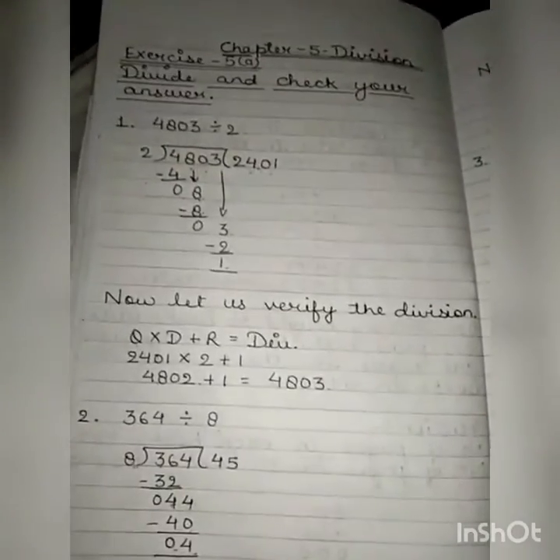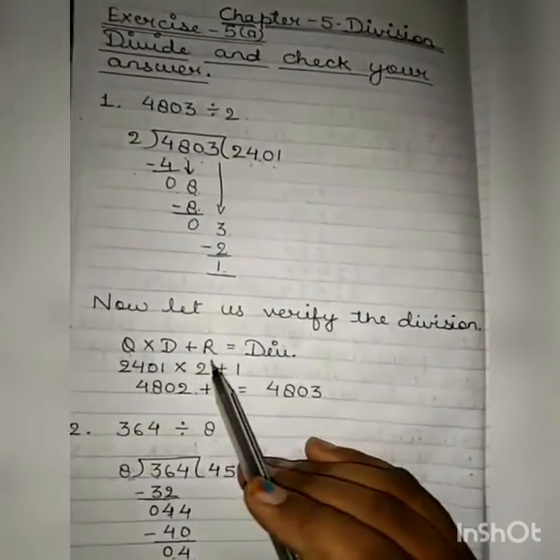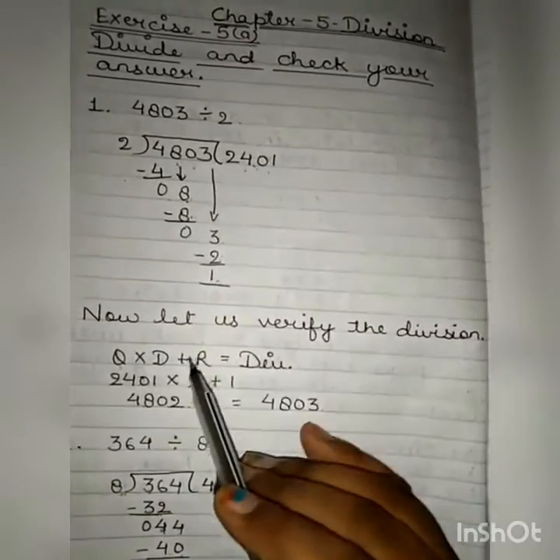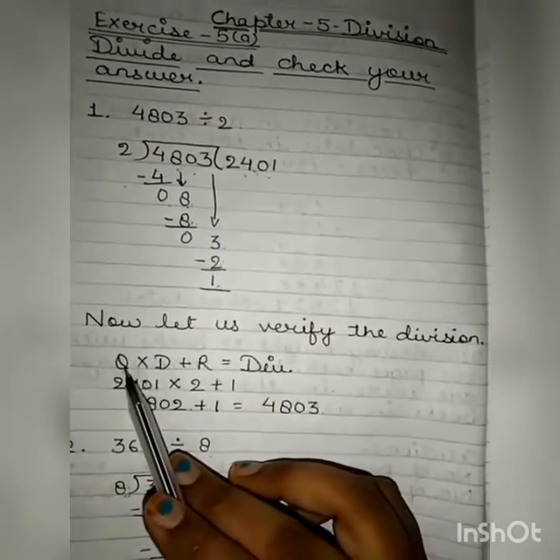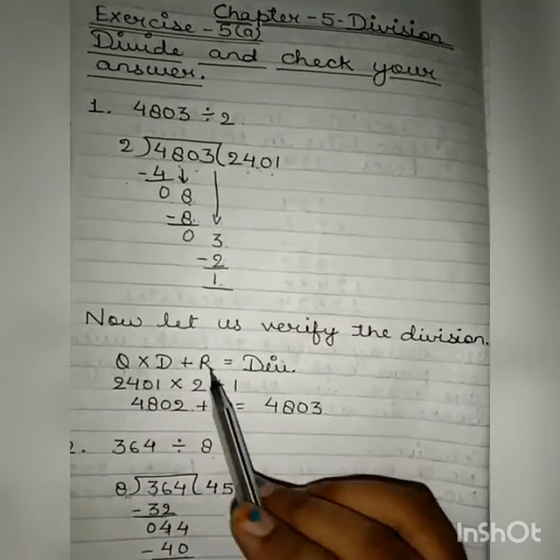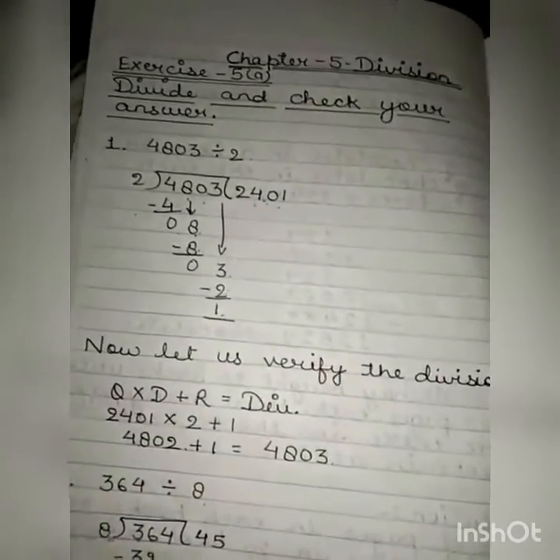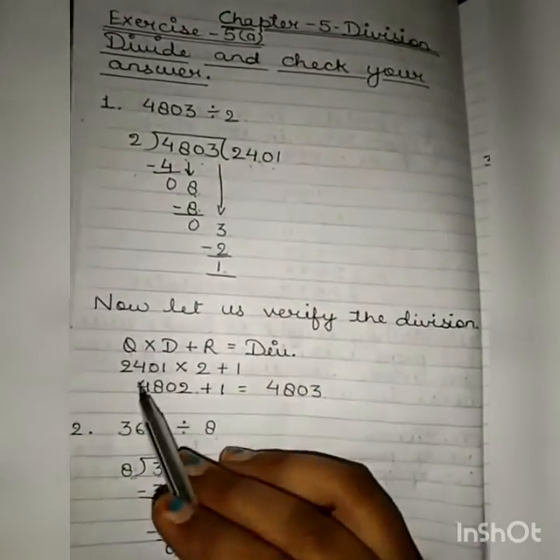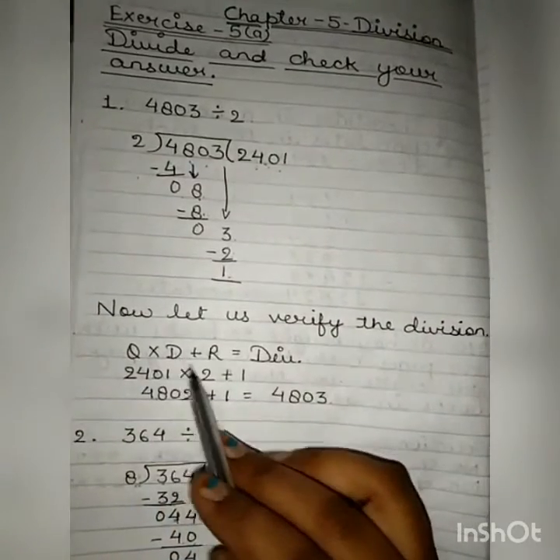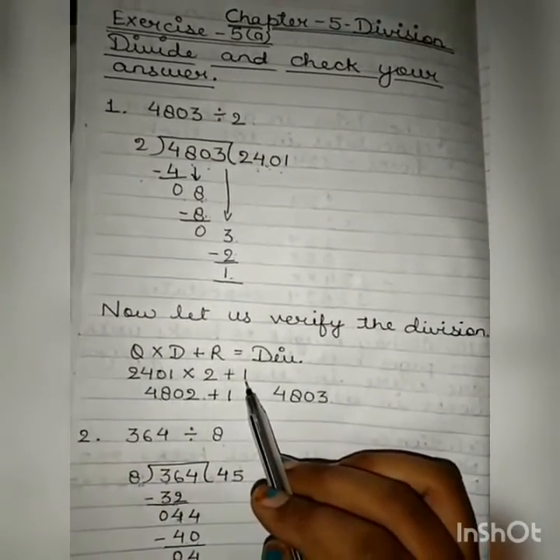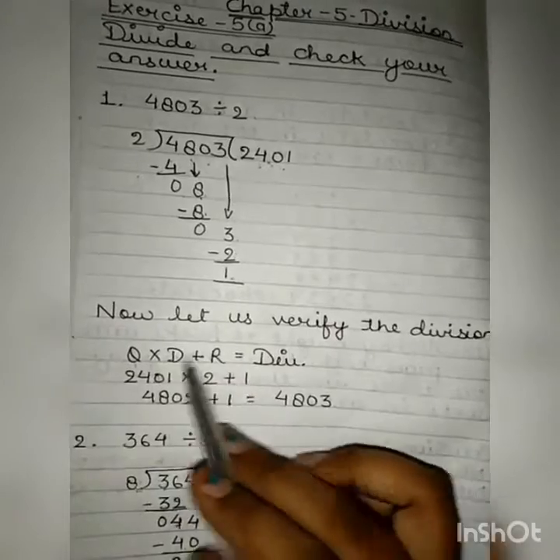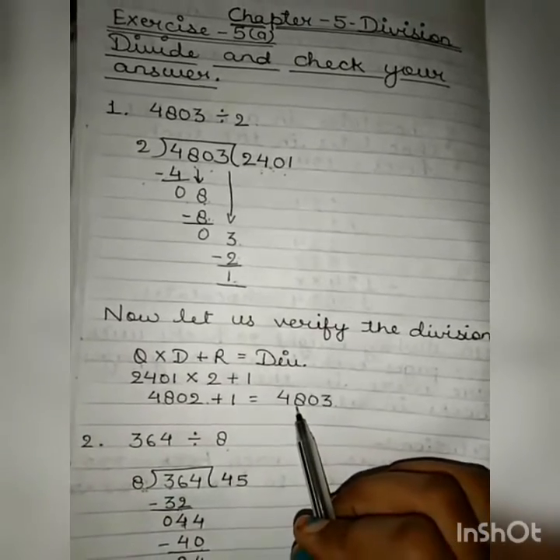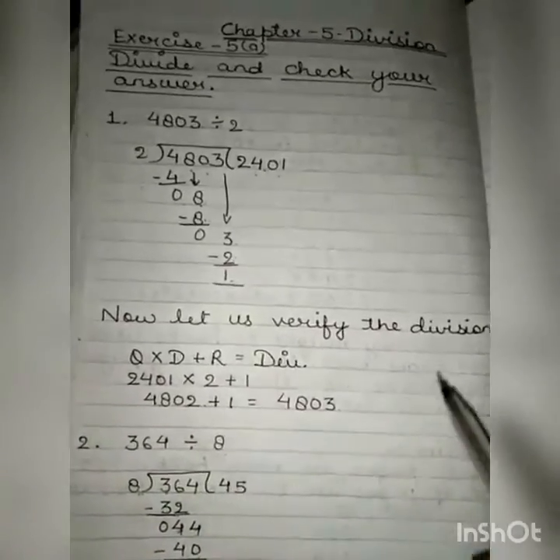Now let us verify the division. What is the formula for checking or verifying the division? Quotient multiplied by divisor plus remainder is equal to dividend. So quotient is 2401, divisor is 2 and the remainder is 1. After solving this, what will come? The number will be equal to the dividend.